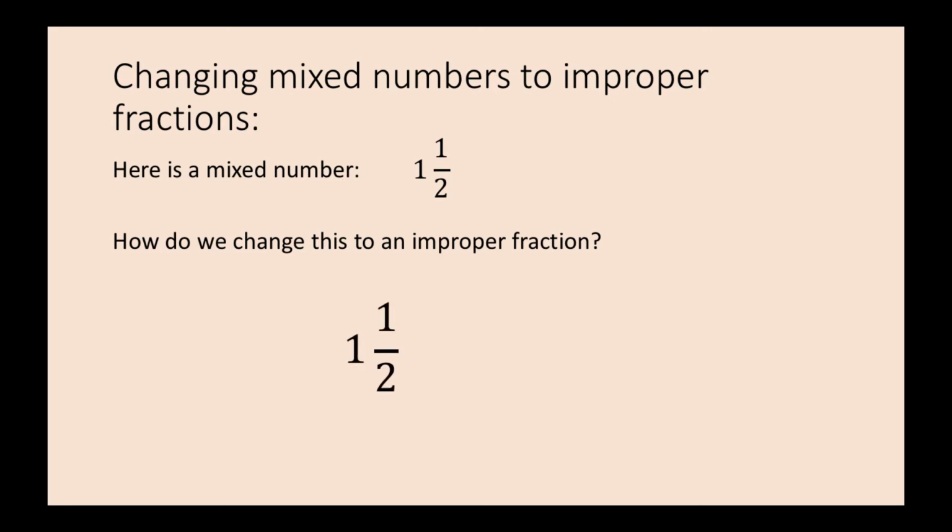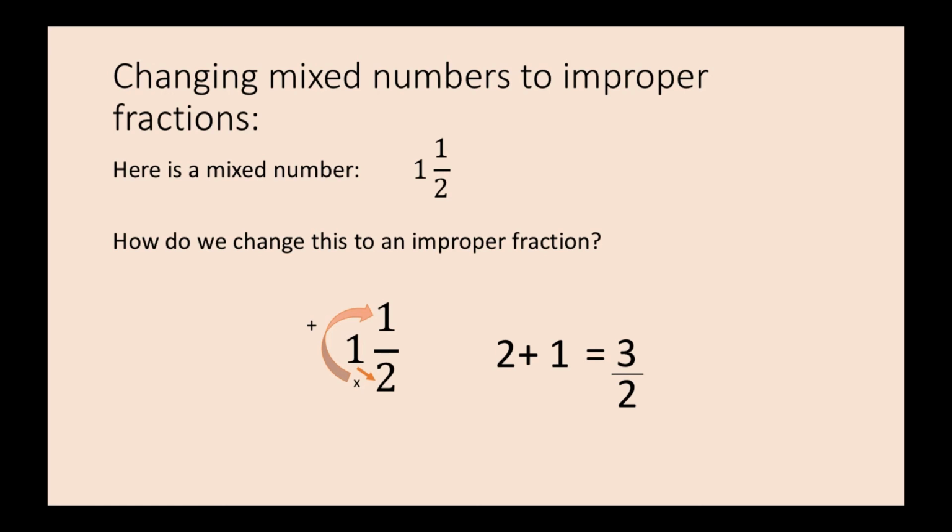So what we do is we take our mixed number and we multiply the whole number, the 1, by the number on the bottom. So 1 times 2 just makes 2. And then we add the number on the top. So 2 plus 1 makes 3. And then remember what I said about the number on the bottom of the fraction, that is what always remains.